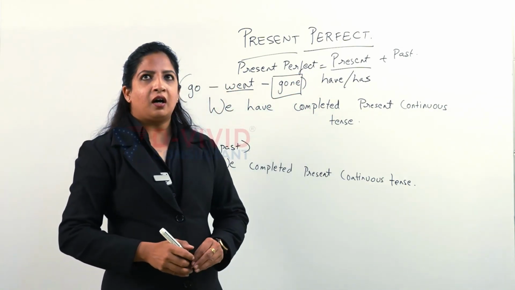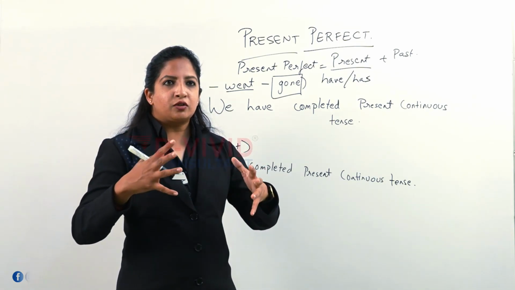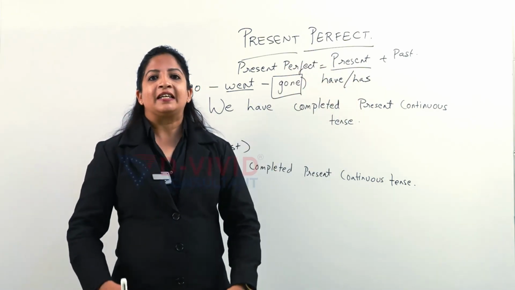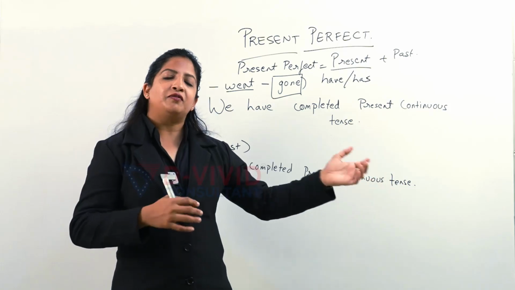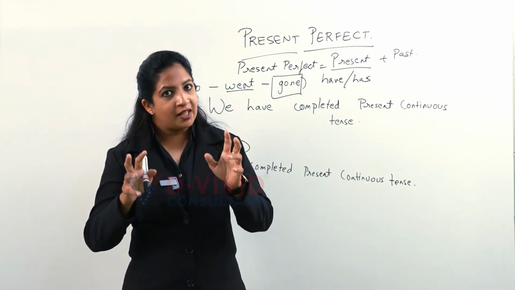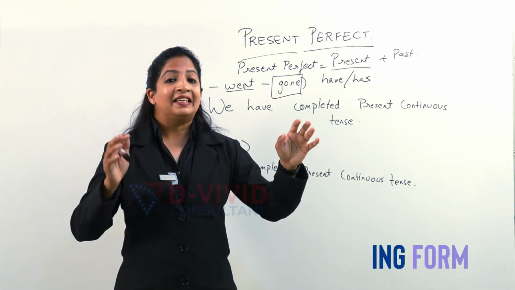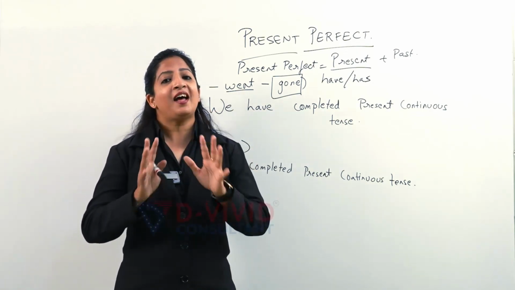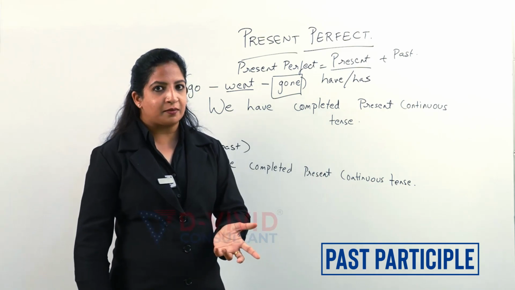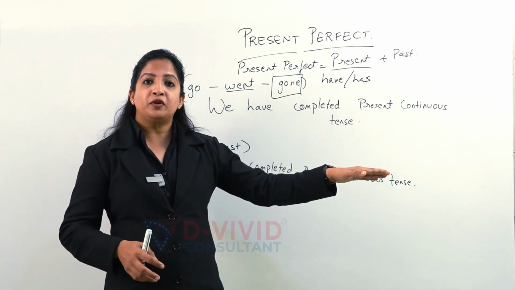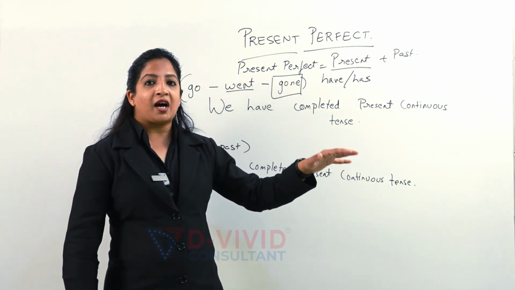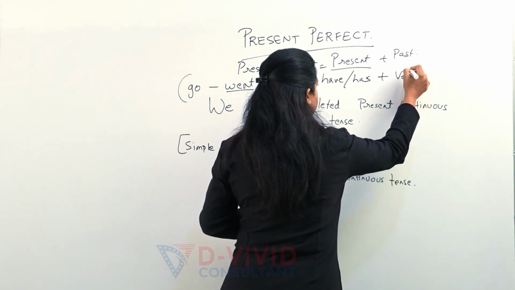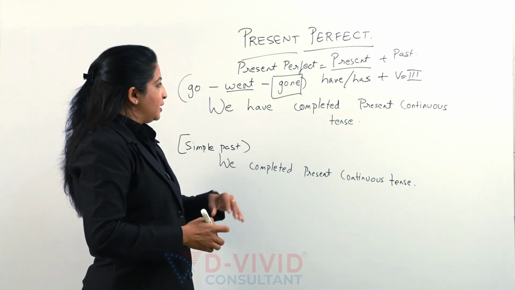So friends, same as we are doing the continuous tense, continuous tense is present in present, past as well as future. Same way, perfect is present in present, past and future. Whenever we are having the continuous tense, we know that the verb has to be in the ing form. Same way, whenever we are having the perfect tense, the verb has to be in the third form, means past participle. Whether it is present perfect, past or future, the verb has to stay in the past participle form. So here we'll have the third form of the verb.